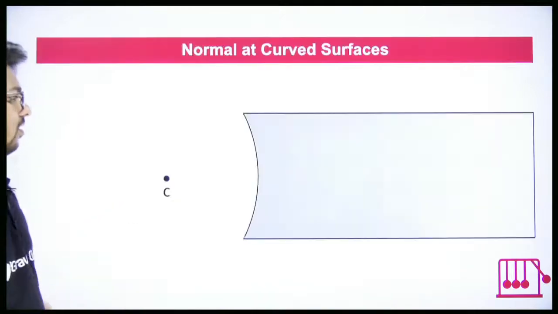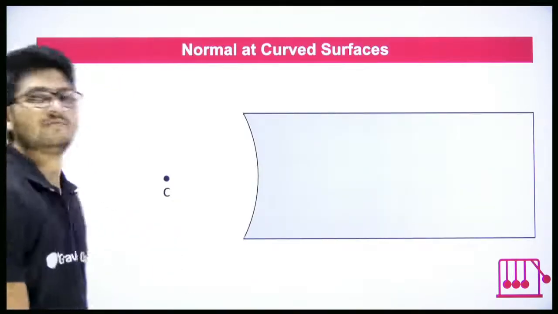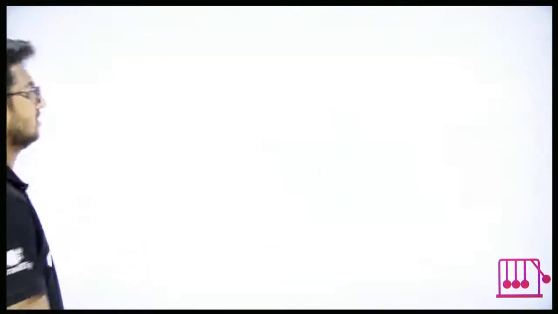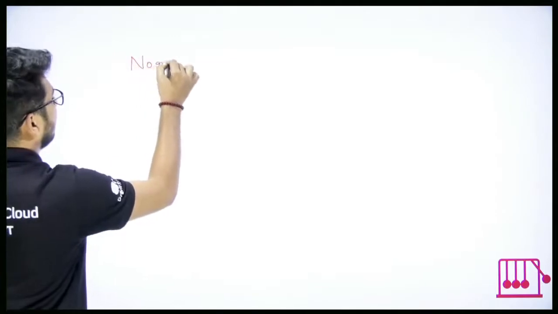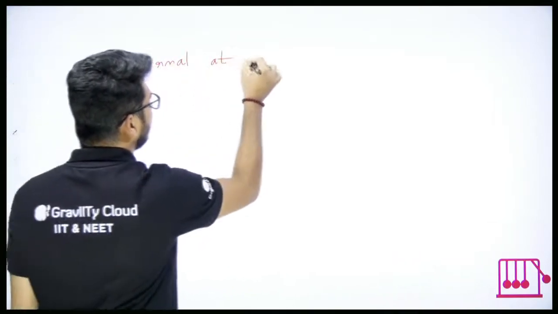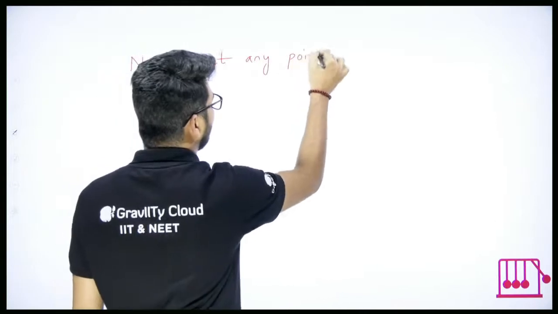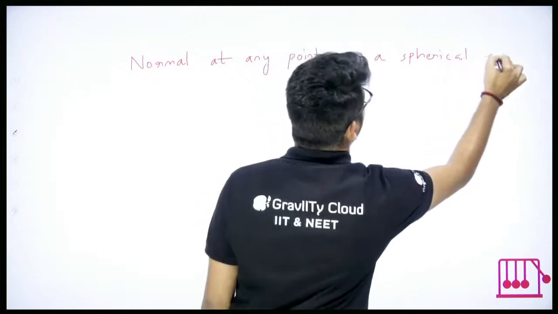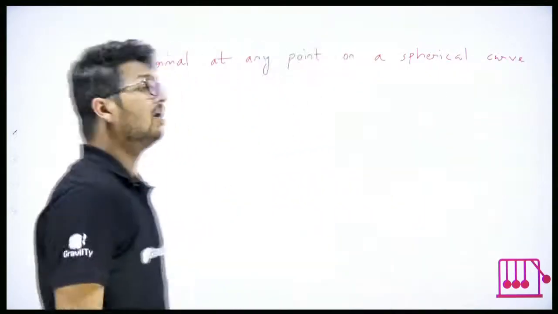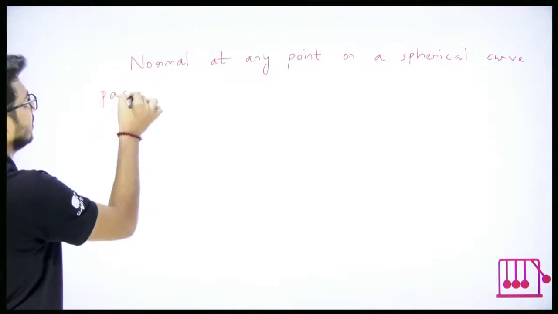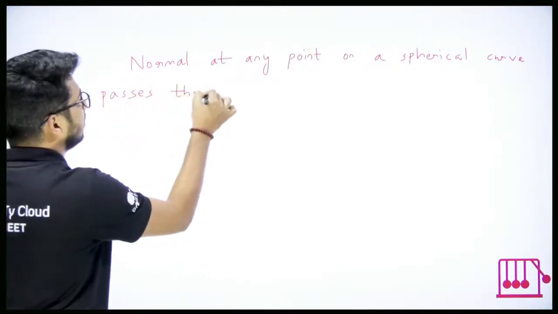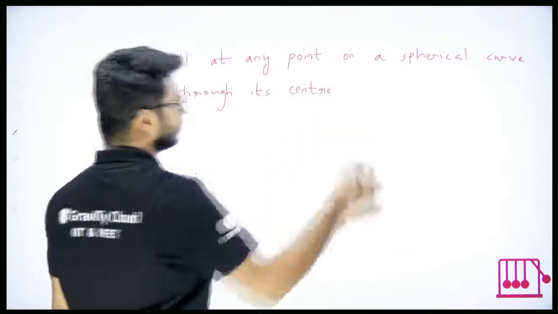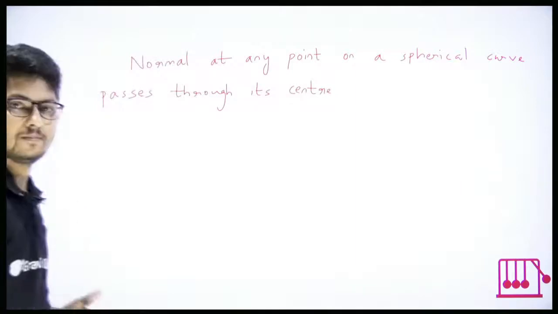The same will work for this also. At any point, if you draw the normal, the normals will pass through the center. So what is the point? The normal at any point on a spherical curve passes through its center. Is that clear? Good.